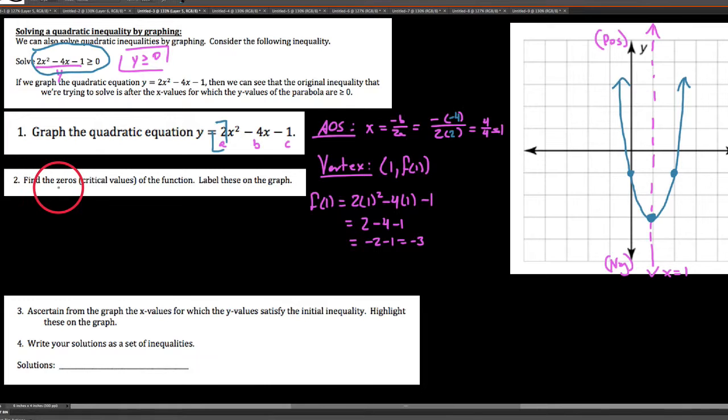So for step 2, it says find the zeros or the critical values of the function and label these on the graph. What we're really looking for here are these zeros right here, because these are the x values at which our graph goes from being on top of the x-axis to being on bottom, or vice versa, from being on bottom to being on top.